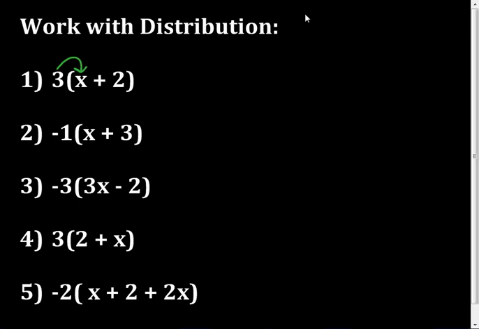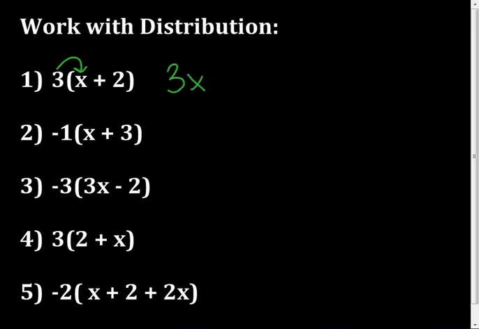What's 3 times x? 3x. It's 3x. How easy can that be? Okay, I really recommend that you put the little arrows in because I don't want you to forget anybody. So this is 3x.